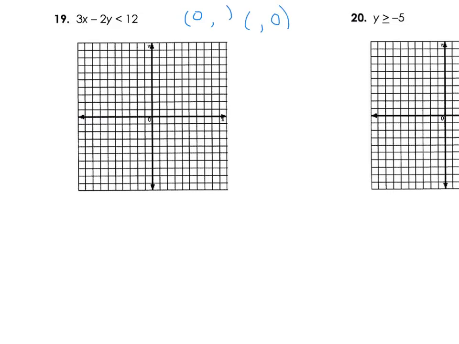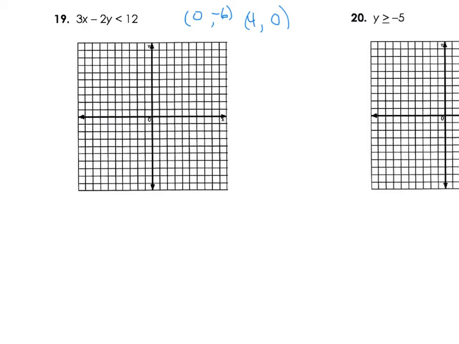So when my x is 0, negative 2 times something equals positive 12. I know that's going to be negative 6. And then when my y is 0, I have 3 times something equals 12. So that one's going to be 4.